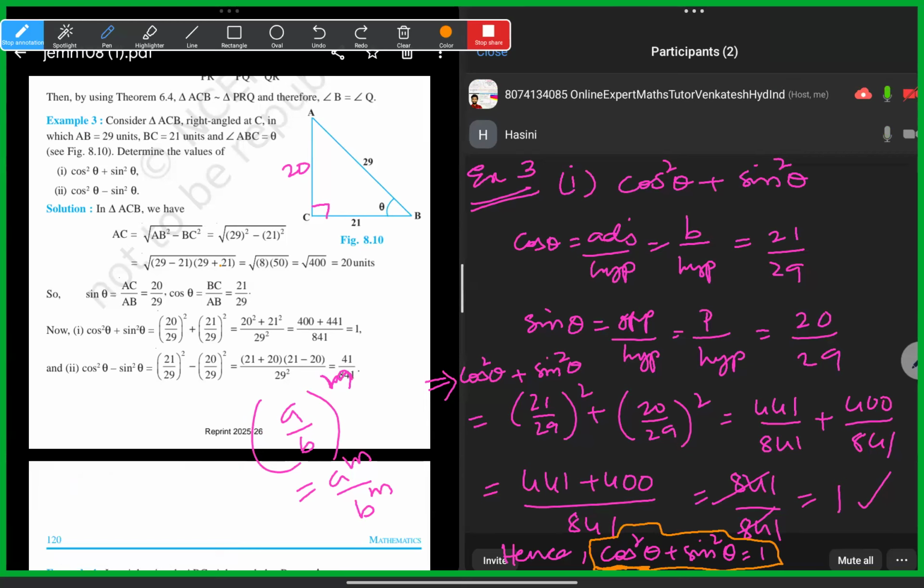Means if it is cos square 30 plus sin square 60, it will not be 1. Cos square 30 plus sin square 30, both of them should be same. Or cos square 60 plus sin square 60. Like that.